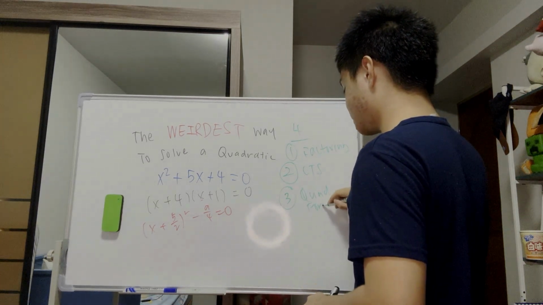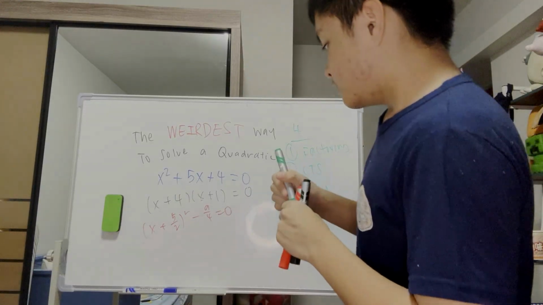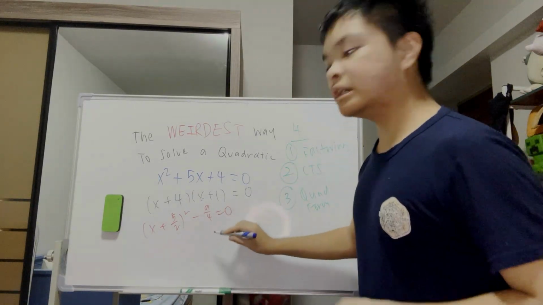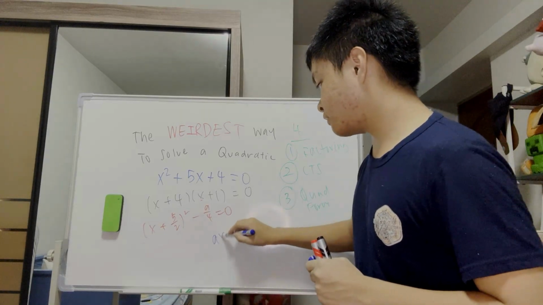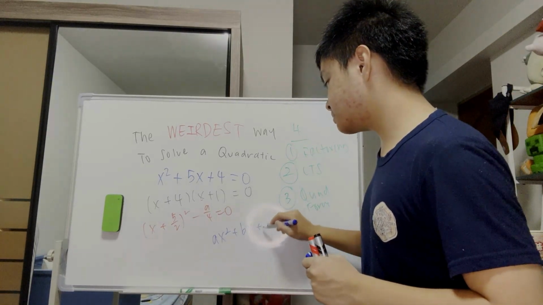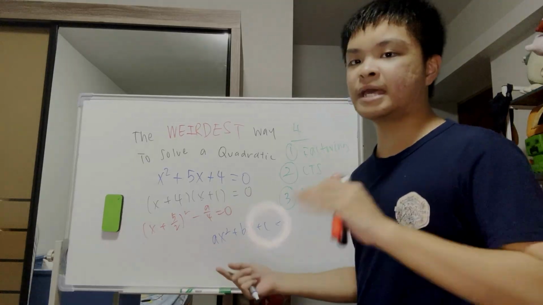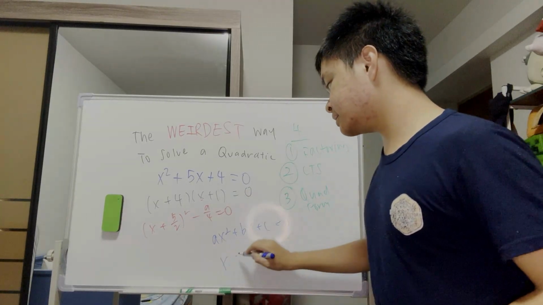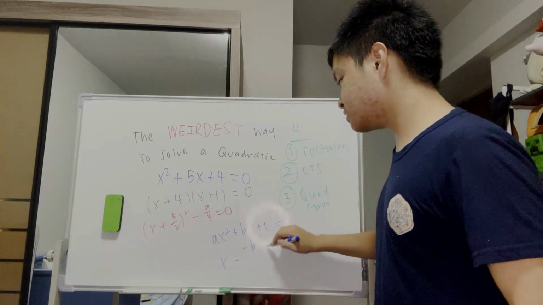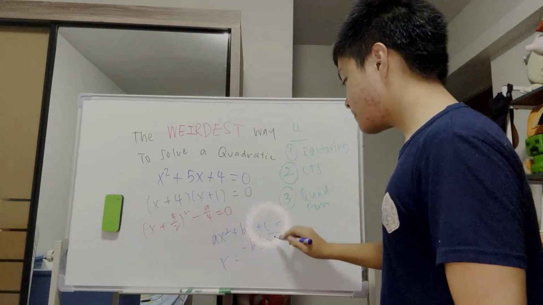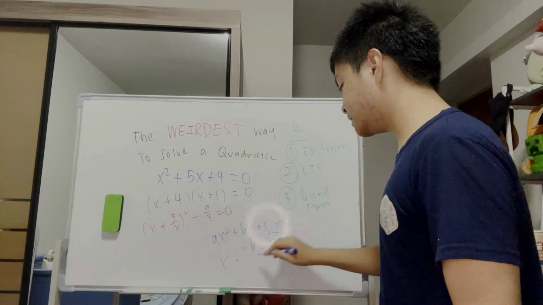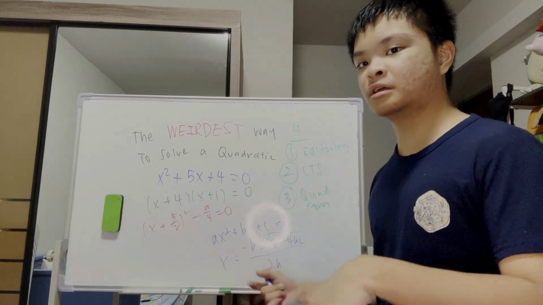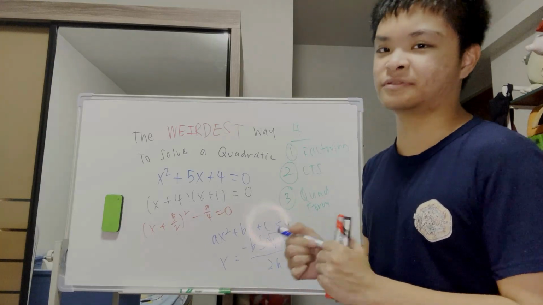I misspelled quadratic. Quadratic formula. For those who don't know, quadratic formula, if you are given a quadratic equation that is in the form of ax squared plus bx plus c equal to 0, a, b, and c are constants, they should not be other variables, then x is equal to negative b plus or minus the square root of b squared minus 4ac, all over 2a. I'll do a proof of this formula in another video. I love proving this formula.